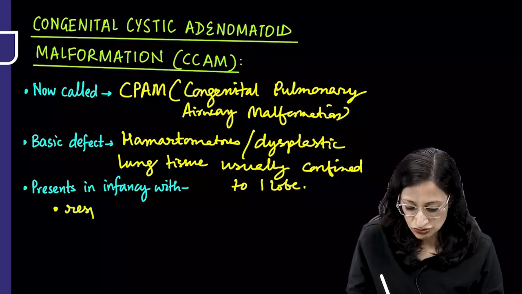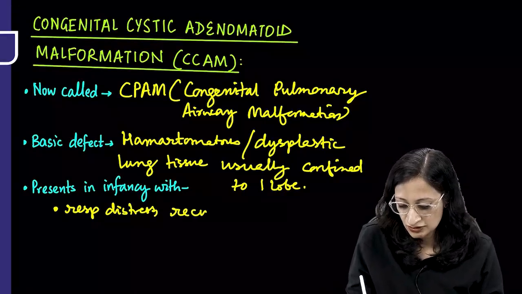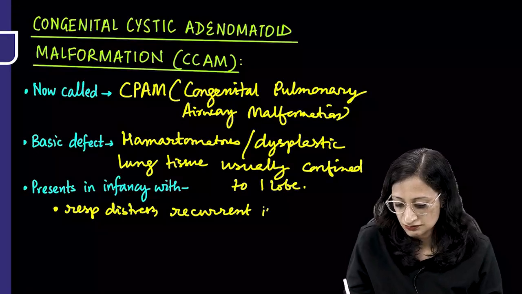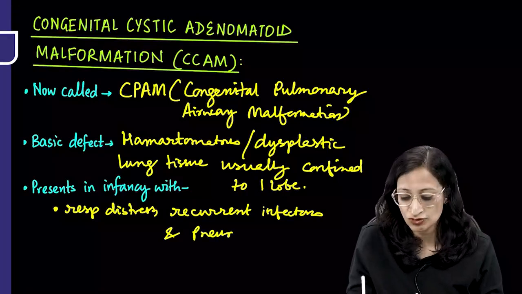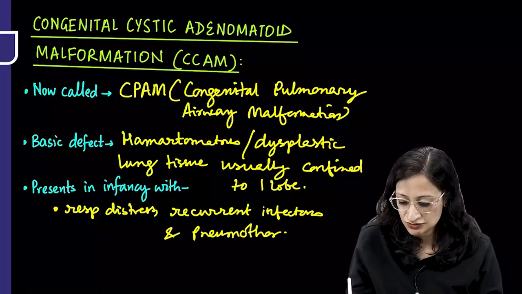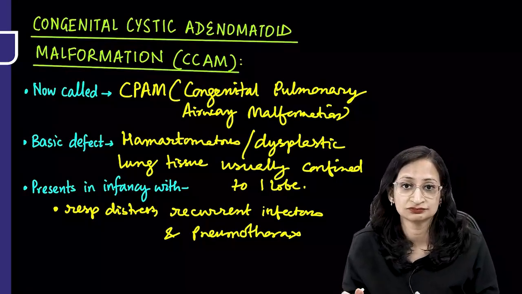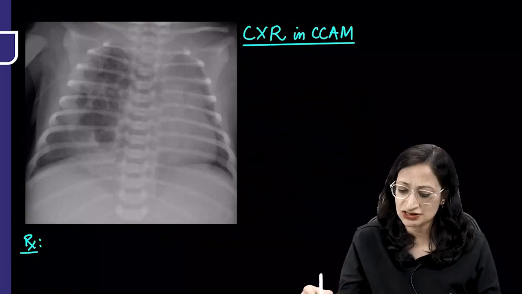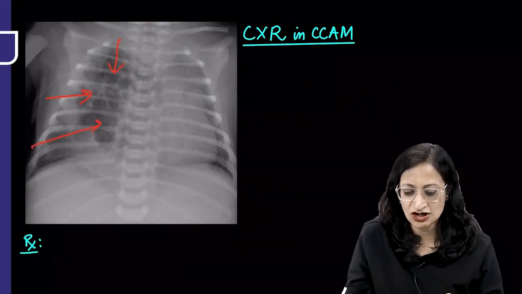So, respiratory distress, recurrent infections, and even pneumothorax can occur, because cystic areas are there which can break down to cause pneumothorax. So, in the chest X-ray in CCAM, can you appreciate these cystic shadows in the lungs here? The cystic shadows are there.